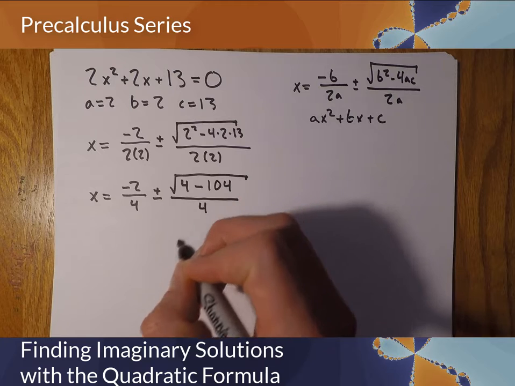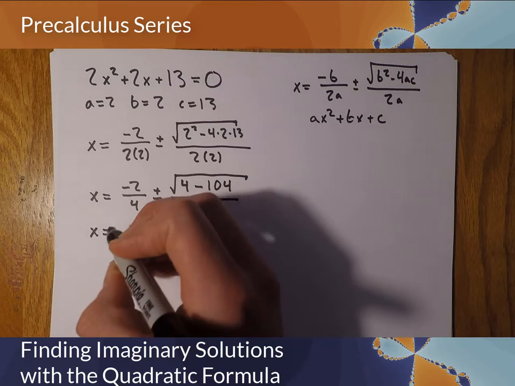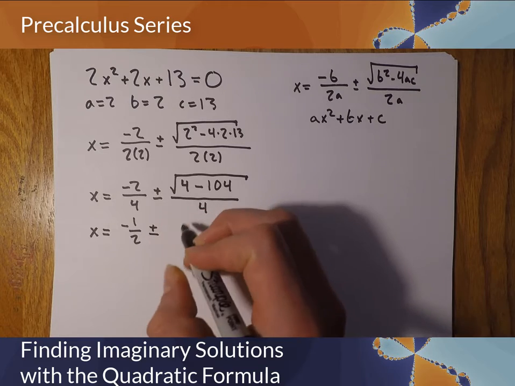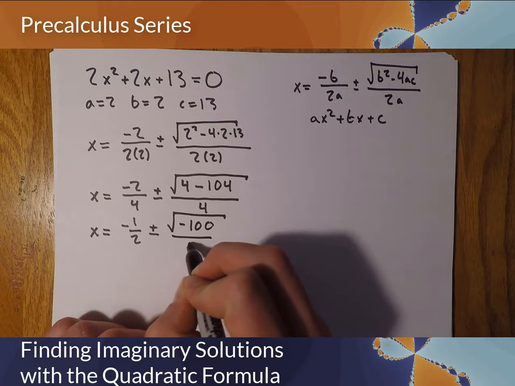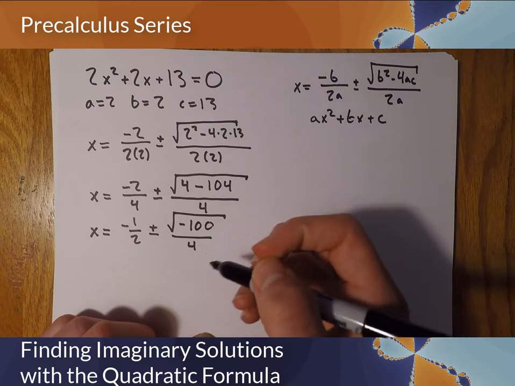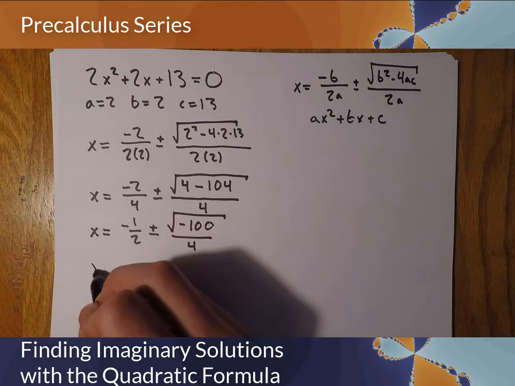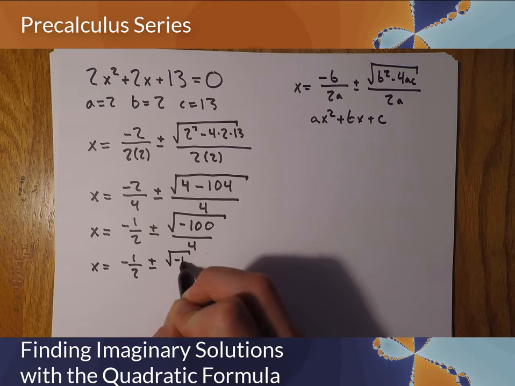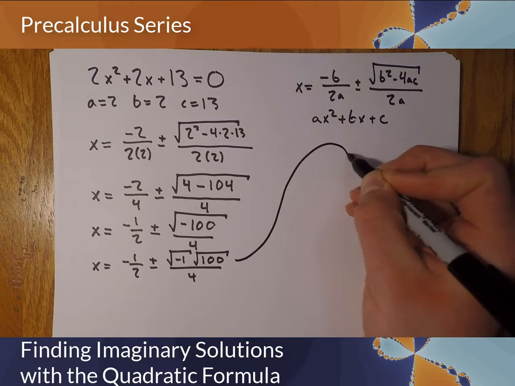and that's over 4. So this equals negative 1/2 plus or minus the square root of 4 minus 104, which is negative 100, over 4. And again, what we need to do is just rewrite this. So we take this and write it like this, and now I'm just going to bring it over here.